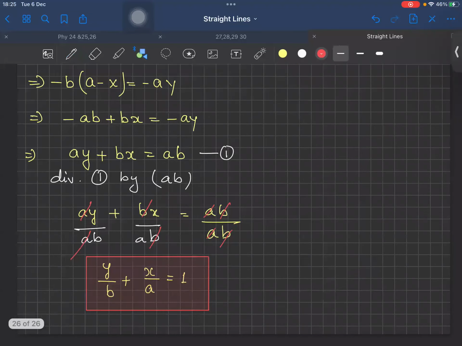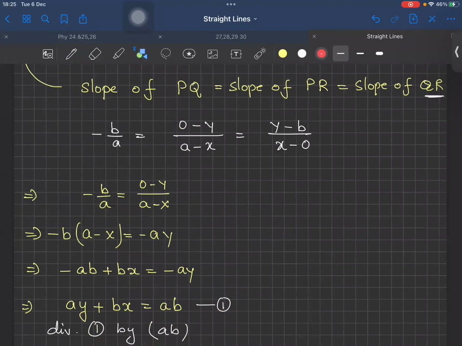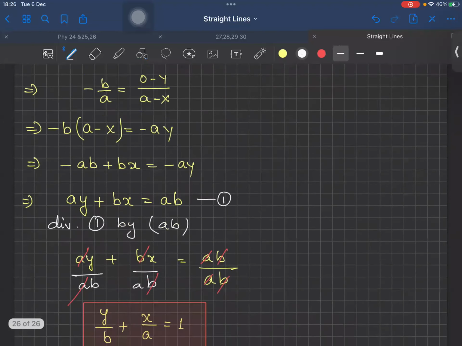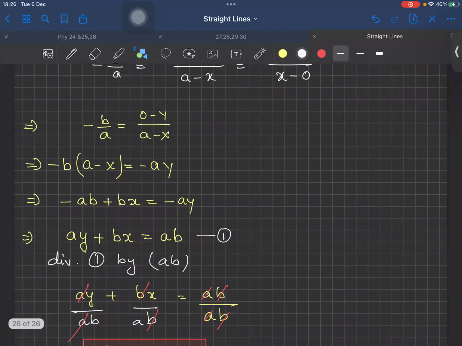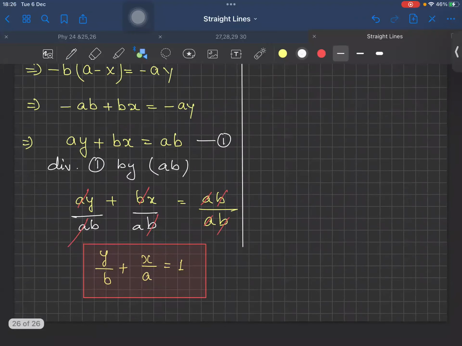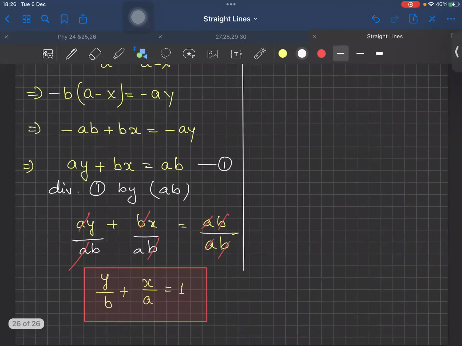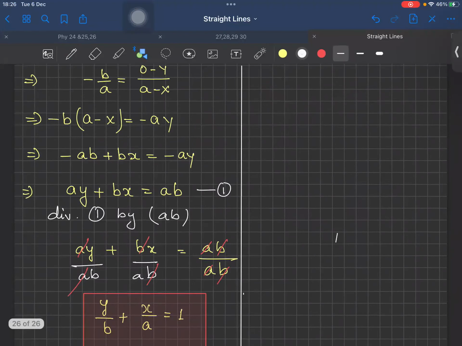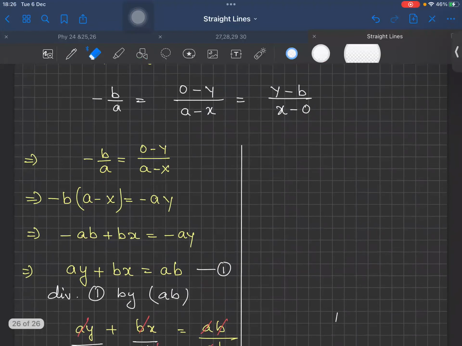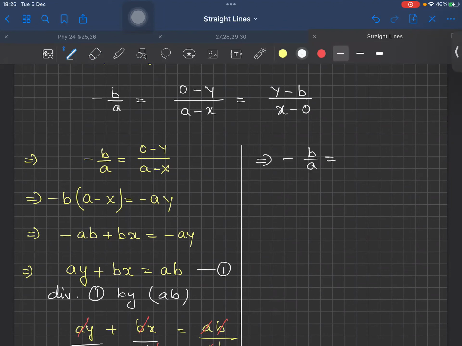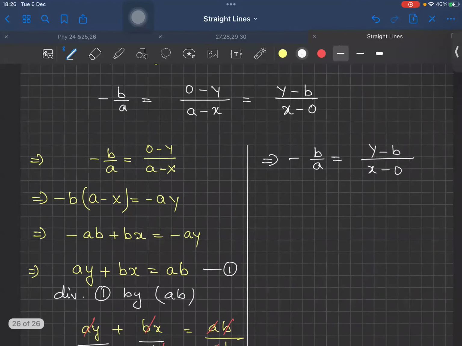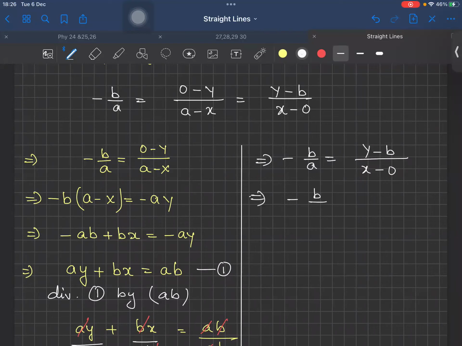Now let's use these two. I want to show you that both will give the same result. I'll just separate this one. Let me extend this. Now what I'll do, I'll use this one. Minus B by A is equal to Y minus B upon X minus 0. So minus B by A is equal to, can we write, Y minus B upon X?